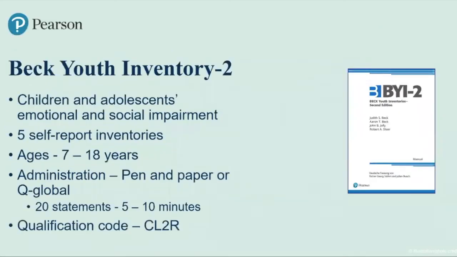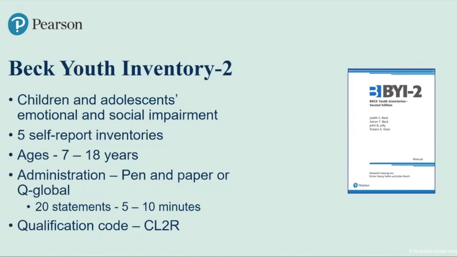So I'll first go through the Beck Youth Inventory 2. This allows you to assess children and adolescents' emotional and social impairment and helps to plan effective interventions. There are 5 self-report inventories within the Beck Youth Inventory, and these can be used together or separately, depending on what it is that you'd like to assess. I'll speak a little bit more about this in more detail on the next slide. It's for ages 7 to 18 years old and can be administered in pen and paper format, or it can be administered and scored on our online platform Q Global.